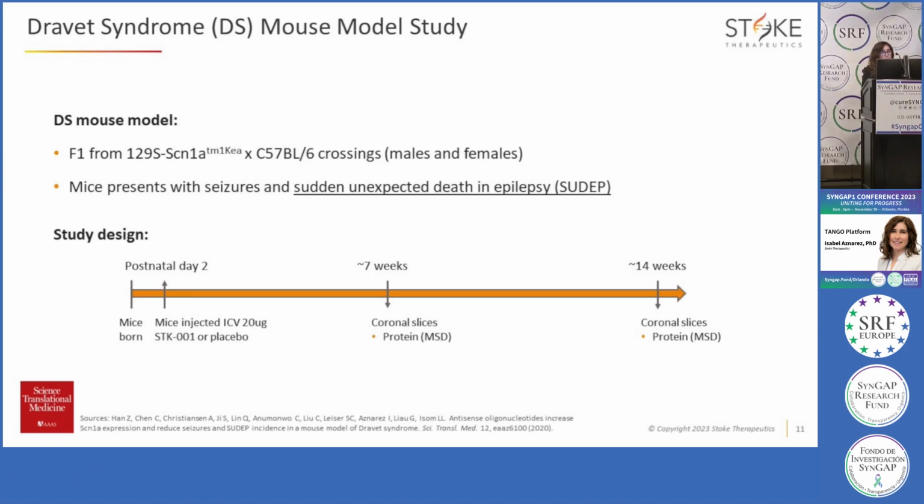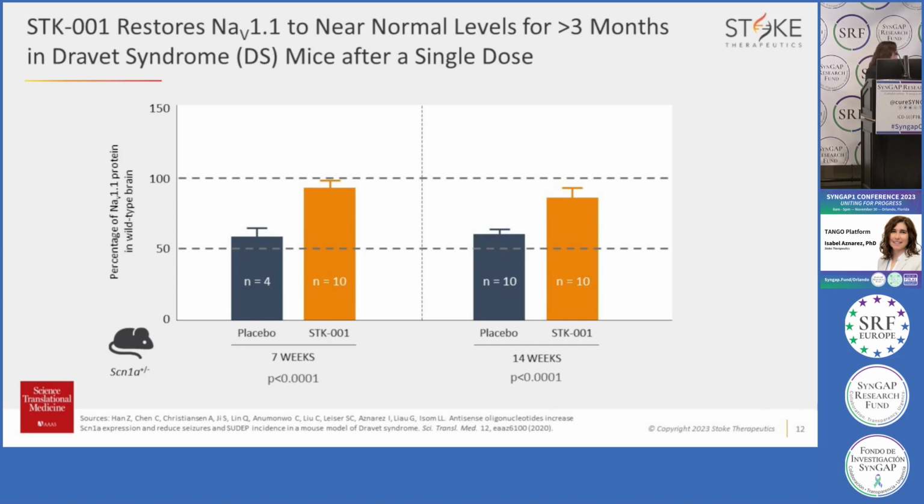The protein level in dark gray or dark blue, I'm not sure how it shows there, is the untreated or placebo-treated mice. In both 7 weeks and 14 weeks, we see approximately 50% of protein levels, which is what you would expect from a haploinsufficiency. Upon treatment with STK001, a single dose, we can see that at 7 weeks and 14 weeks, we are able to restore the levels almost back to normal, almost back to 100%. That's what the line is showing, by targeting that non-productive exon in SCN1A.